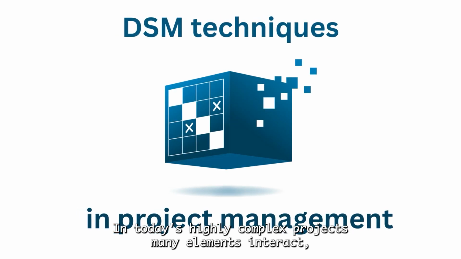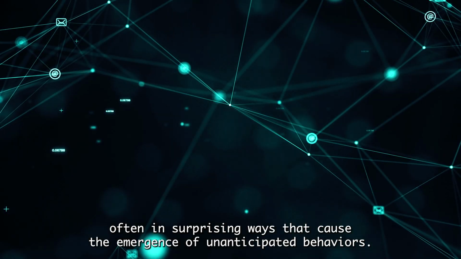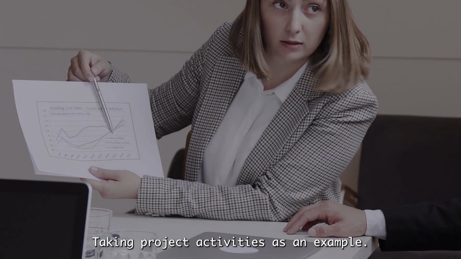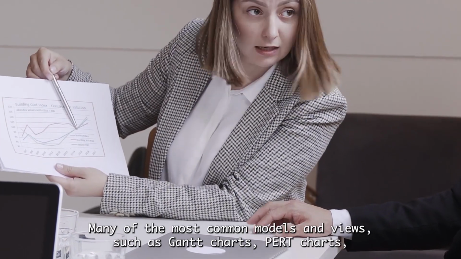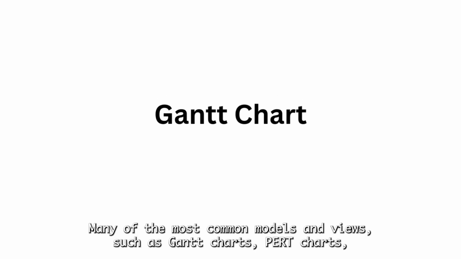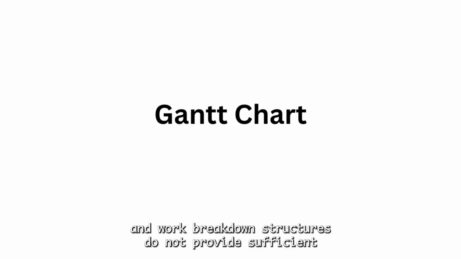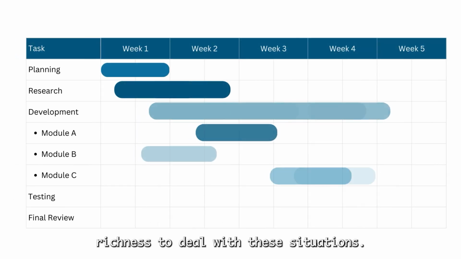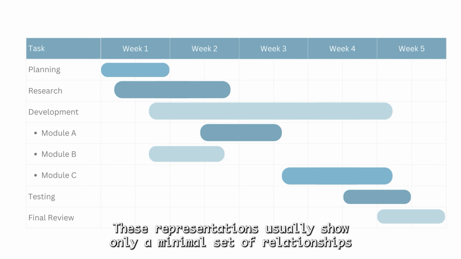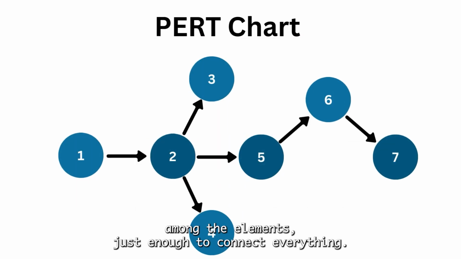In today's highly complex projects, many elements interact, often in surprising ways that cause the emergence of unanticipated behaviors. Taking project activities as an example, many of the most common models and views, such as Gantt charts, PERT charts, and work breakdown structures, do not provide sufficient richness to deal with these situations. These representations usually show only a minimal set of relationships among the elements, just enough to connect everything.